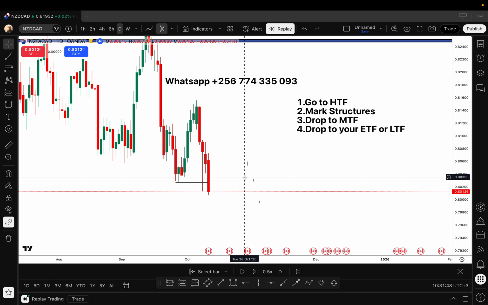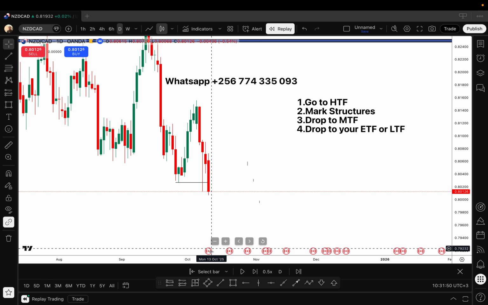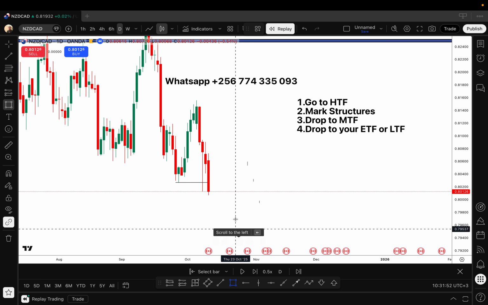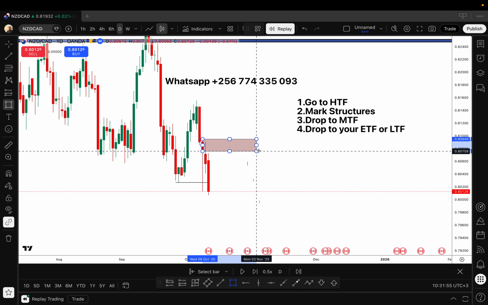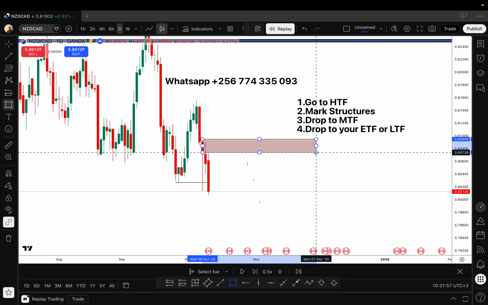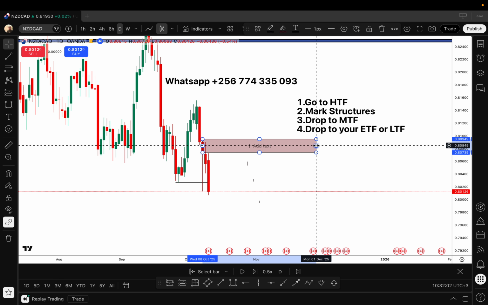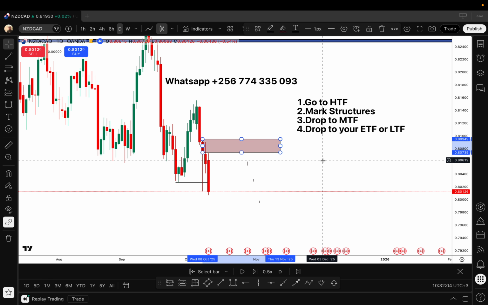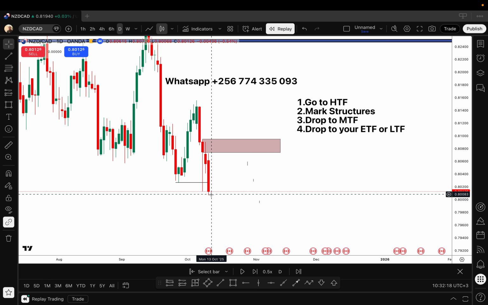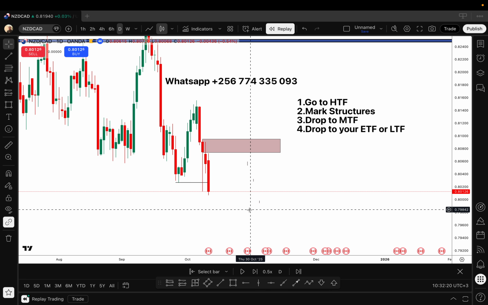Now, I just need to identify the supply zone that led to that lower low. This one here, rally base rally, a drop base drop, supply zone that led to that lower low. After identifying that supply zone, I just need to sit and wait for price to come back to that zone. Then I'm going to be looking to drop down to the medium time frame. You get, guys? So now I'm just following my directions. I want my rules. I want price to come back here, then I'm going to drop down to the medium time frame.